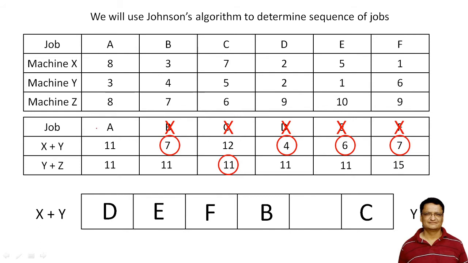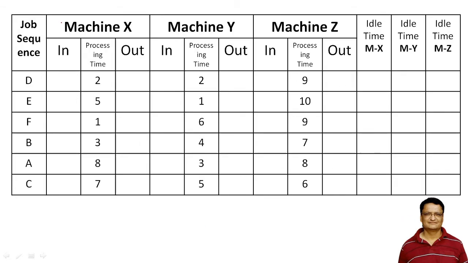Now I don't have an option but to consider A, and the remaining cell is this cell, so I will put A over here. Now with this we have got the sequence, so we need to process the jobs in this sequence in order to get the minimum elapsed time. In order to calculate the total elapsed time, we need to prepare a table something like this. The job sequence is the one that we have derived just now with the help of Johnson's algorithm.